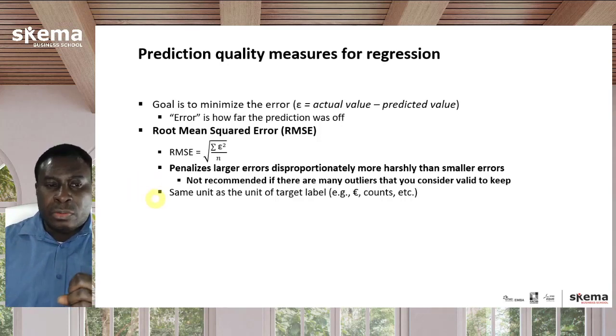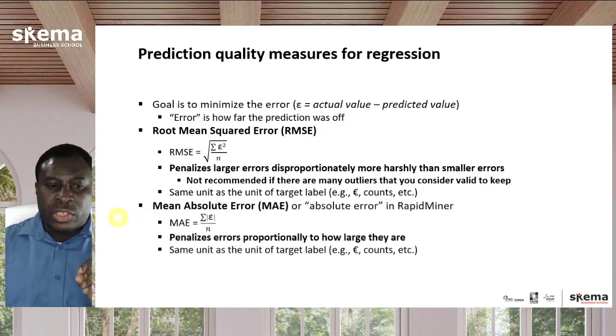One advantage of the RMSE is that it is in the same unit as the target label. So if you're measuring, let's say, counts of customers who come into your store, where it's 200 or 300 or 400, and your RMSE is maybe 15, then that represents 15 customers off. So it's easy to interpret in that way.